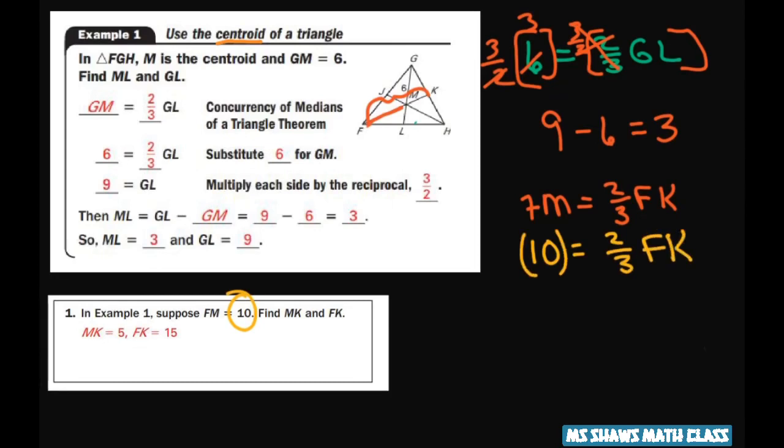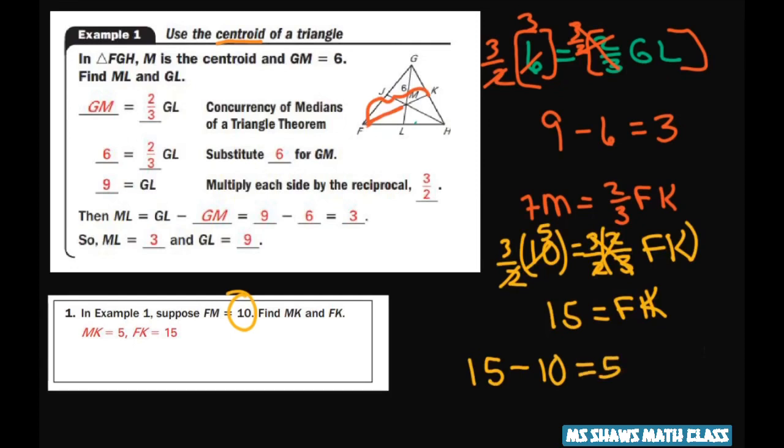So again, multiply both sides by 3/2, the reciprocal. 2 goes into 10, 5 times, so 5 times 3 is 15, which equals FK. So for MK, all you take is your 15 minus your 10, and that gives you 5. So remember, if this is 10, then this is 5. This is the 2/3 part. This is the 1/3 part.